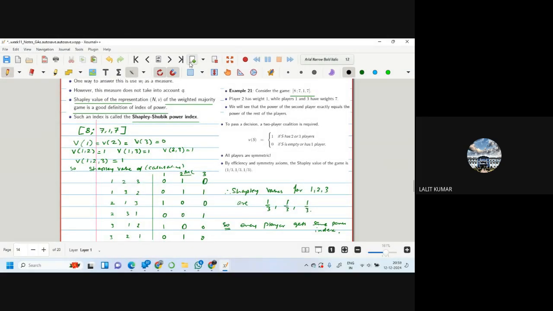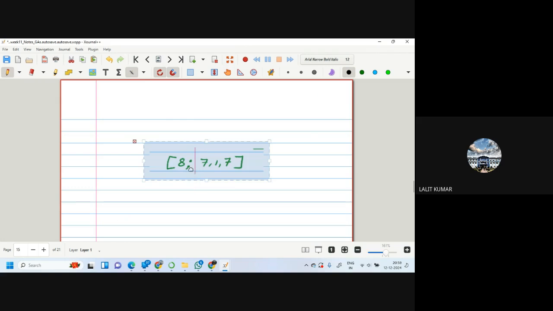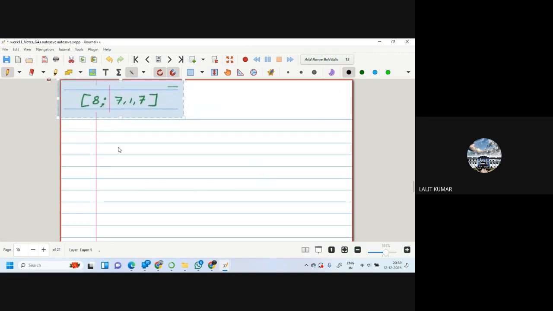Like we just did, for example, this is a formulation they have given. So see how we can form the mathematical expression. V1 is equal to V2 is equal to V3 is equal to 0. V12 is equal to 1. V13 is equal to 1. V23 is equal to 1. And there is nothing else.